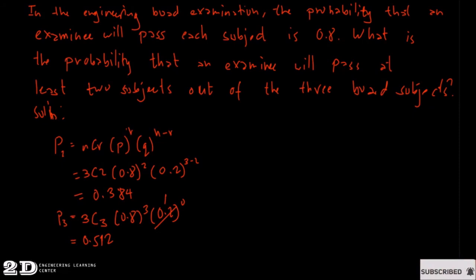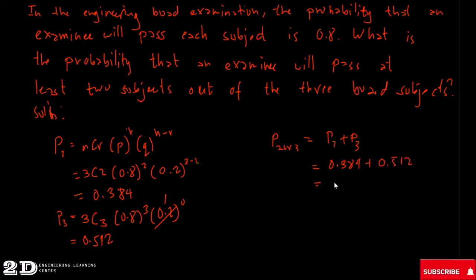Now we will get the total probability of passing at least 2 subjects. These are independent events, so we have P of passing 2 or 3, which is P2 plus P3. This is equal to 0.384 plus 0.512, which equals 0.896. So the probability of passing at least 2 subjects in the engineering board exam is 89.6% or 0.896, and this now is the answer.